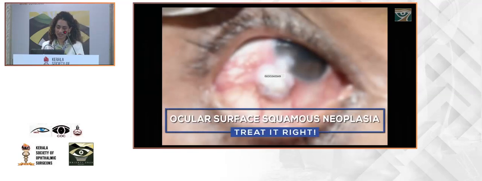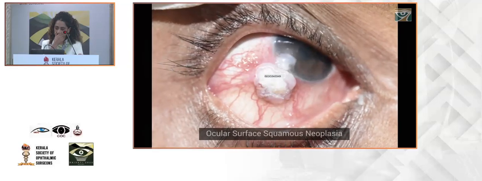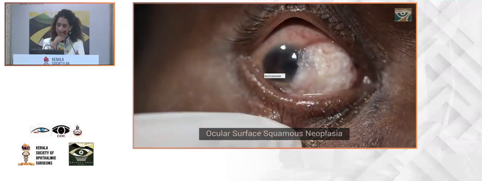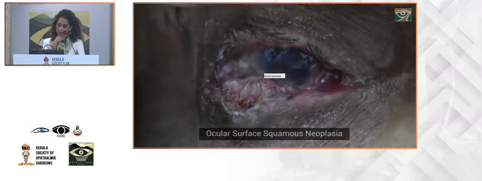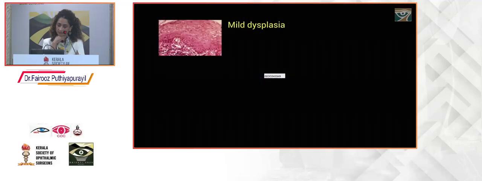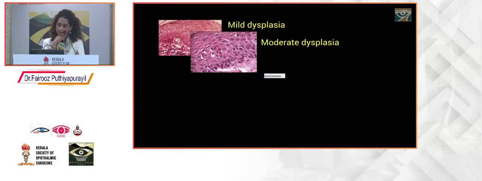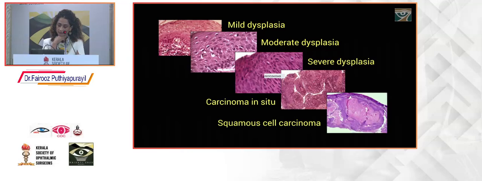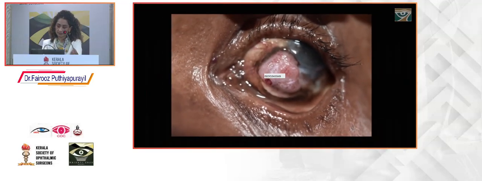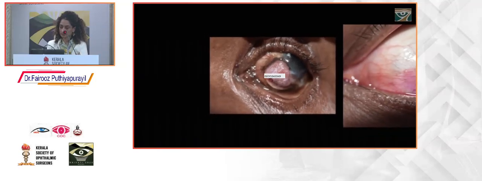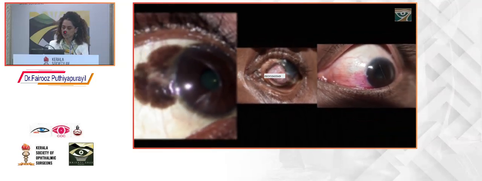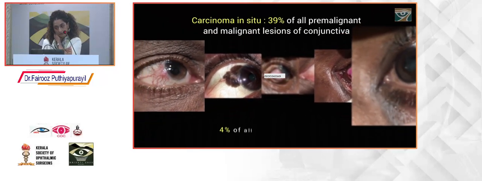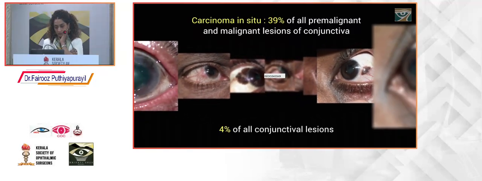The voiceover is there. Ocular surface squamous neoplasia, or OSSN, is an umbrella term which describes a spectrum of benign, pre-malignant and malignant epithelial lesions of conjunctiva and cornea. It encompasses squamous epithelial lesions of the ocular surface ranging from mild dysplasia to carcinoma in situ and squamous cell carcinoma. OSSN is the most common non-pigmented tumor of the ocular surface. Carcinoma in situ accounts for 39% of all pre-malignant and malignant lesions of conjunctiva and 4% of all conjunctival lesions.